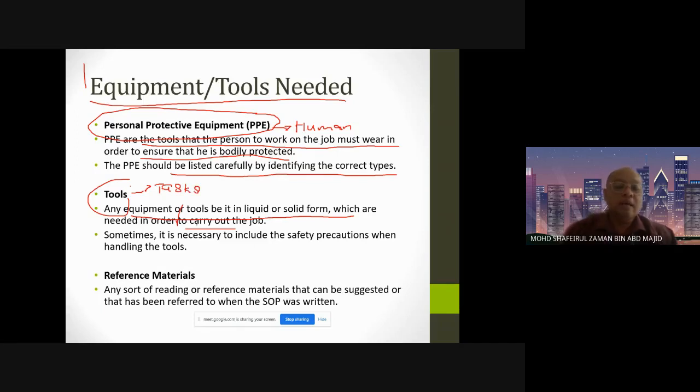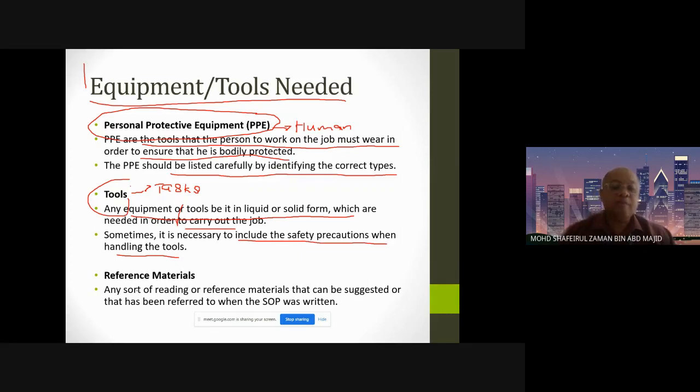Sometimes it is necessary to include the safety precautions when handling the tools. So first you're going to list what are the tools needed to perform the task, and then under the same component, under tools, you can also highlight what are the safety precautions that the person needs to follow. So again, it goes back to the situation that you are going to have for assessment 2A. If it is stated there what the tools needed are and what the safety precautions are that you have to pay attention to, you need to list it in your template.